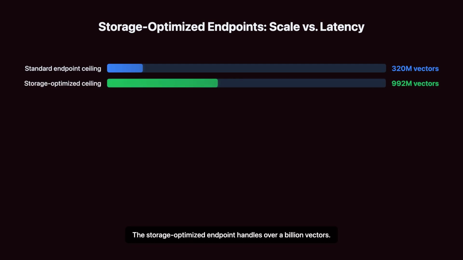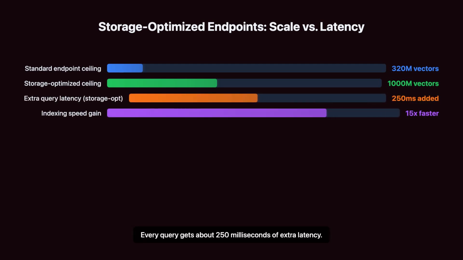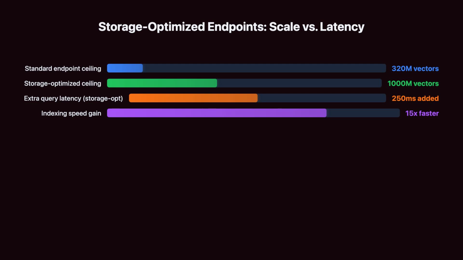The storage-optimized endpoint handles over 1 billion vectors, and it indexes them 10 to 20 times faster than the standard type. The trade-off? Every query gets about 250 milliseconds of extra latency. For a live chat app, that might sting. For a document discovery tool, it's usually fine. The exam loves this number. 250 milliseconds is the answer they want, not just somewhat slower. Know the number, nail the question.